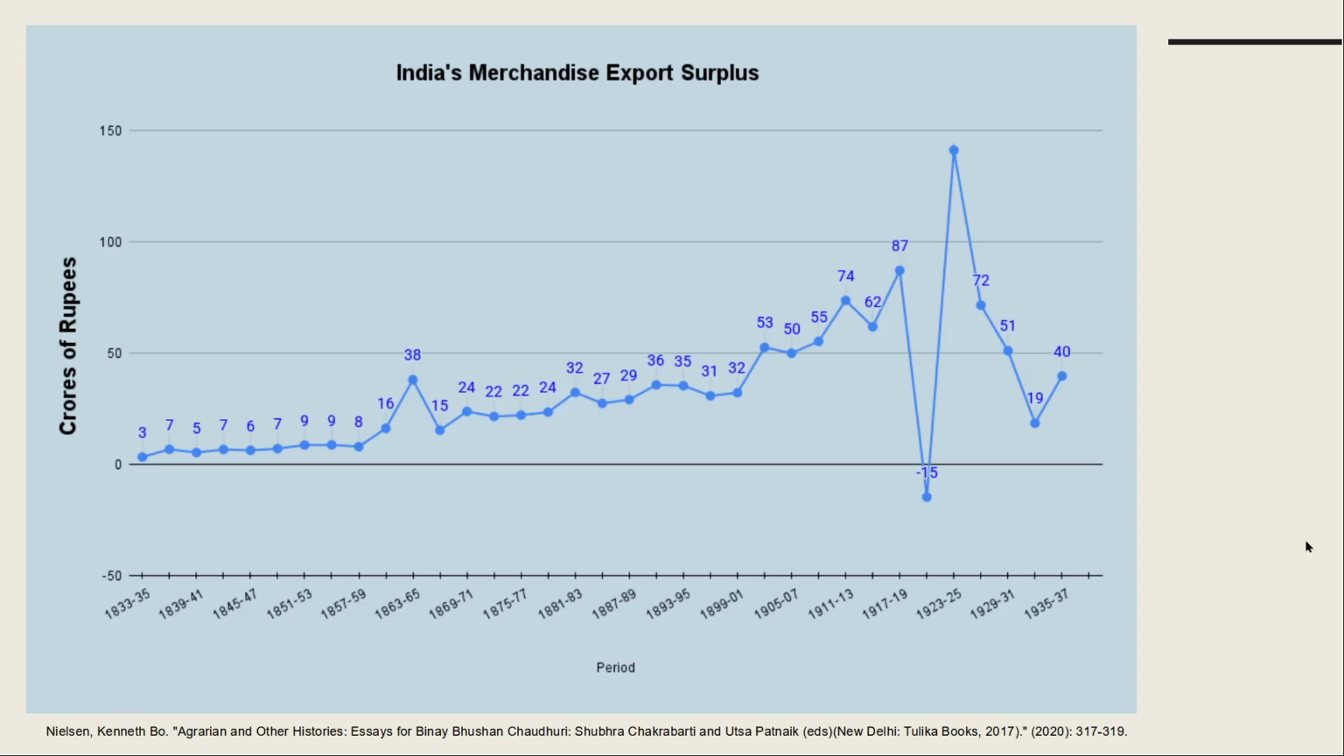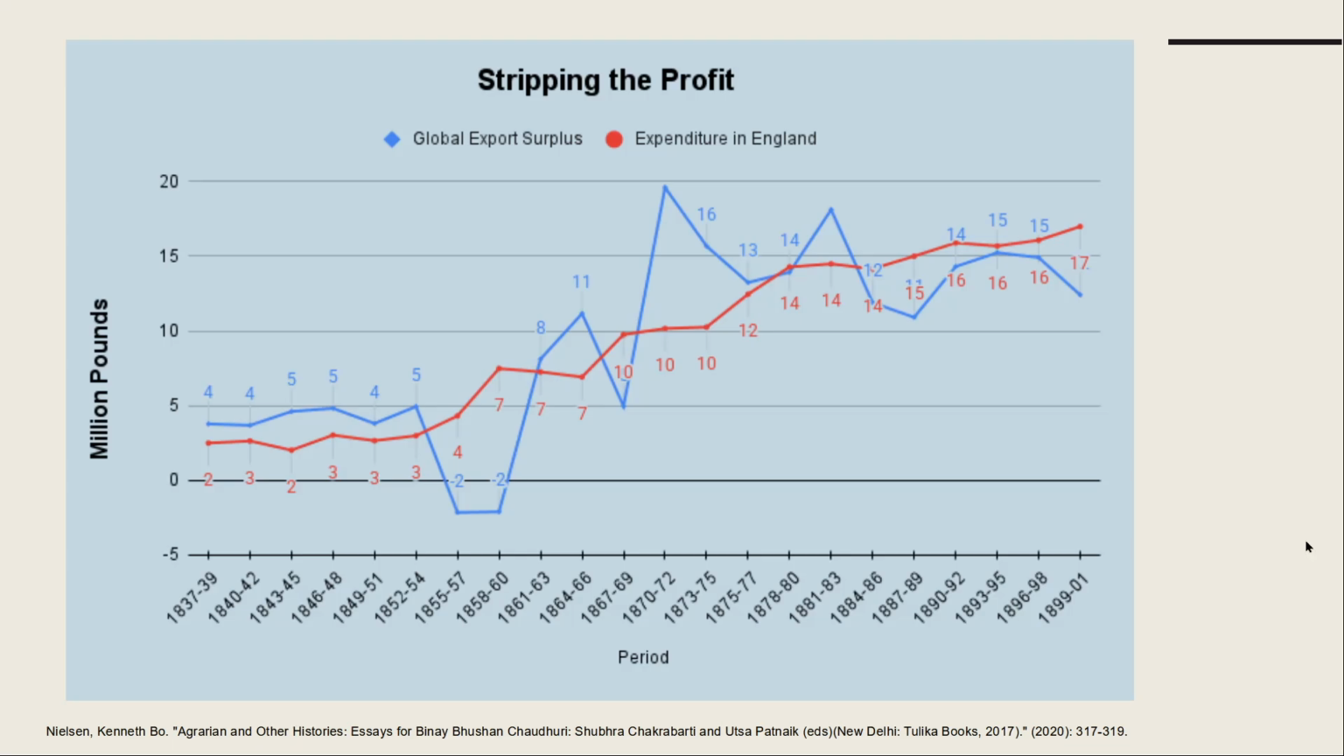So this was always adjusted, and the next graph shows how it was adjusted. So this is what I call stripping the profit, and the red line shows expenditure in England. So this was expenditure abroad, what I was talking about, home charges and everything else, and the global export surplus. Now the global export surplus is calculated minus the gold brought into the country, minus the imports. So it will always show a low value, but Professor Utsa Patnaik has made a point that even that calculation is not proper, and the export surplus is underestimated.